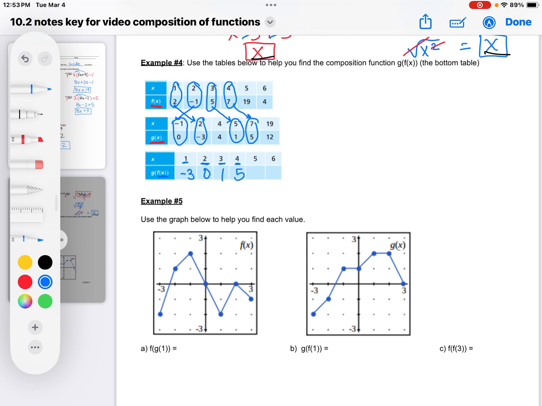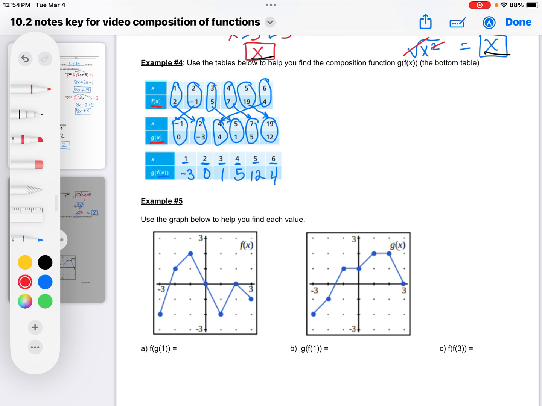For the next one, when my input is 5, I go to the f table, find my 5, output is 19, follow that to the g table, the output for that 19 is 12. So then the last one, 6, gives me an output of 4, find that on the g, and its output is also 4. So that's how you're going to handle that, okay?